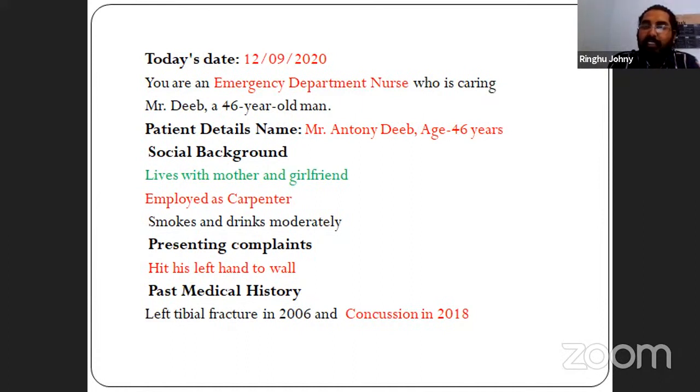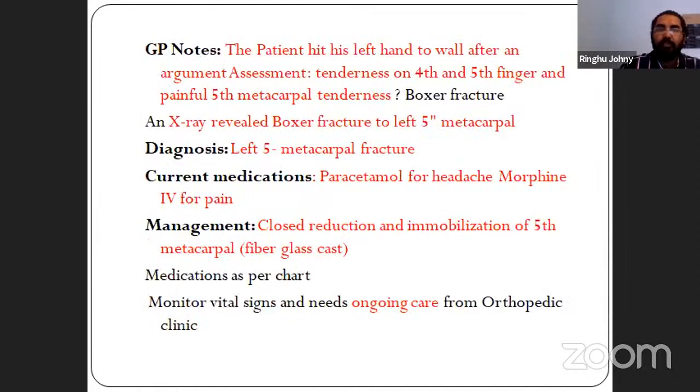And again, concussion in 2018. Sorry for the coloring, it is semi-relevant data, so we can include that if needed. The tibial fracture, no need. Although right now he again has a fracture, that happened about 14 years ago, so it's not really relevant at this stage.